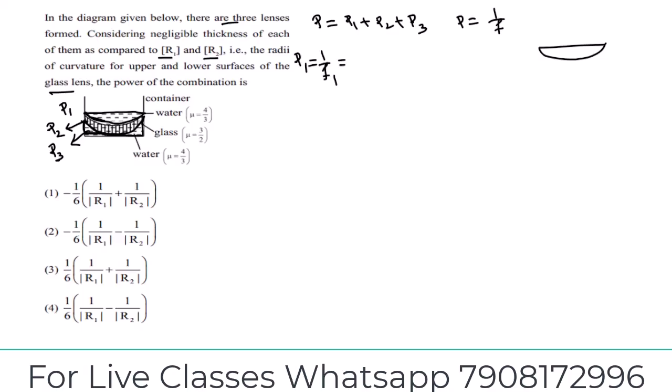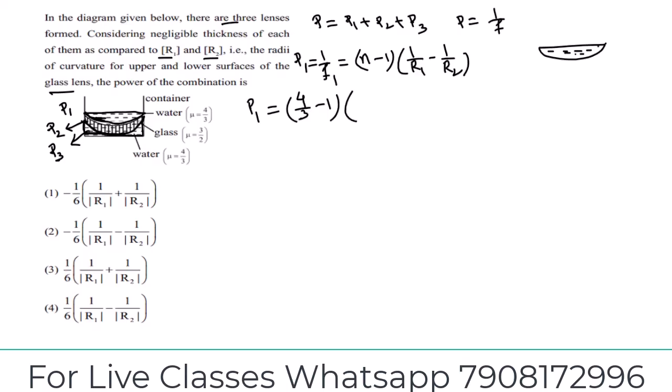Now, we know that 1 by F is equal to n minus 1 into 1 by R1 minus 1 by R2. So, P1 is equal to n minus 1. Here n is the refractive index. This lens is formed by water, so we have to calculate all the powers with respect to air. So, n is the refractive index of water, that is 4 by 3, minus 1, into 1 by R1.